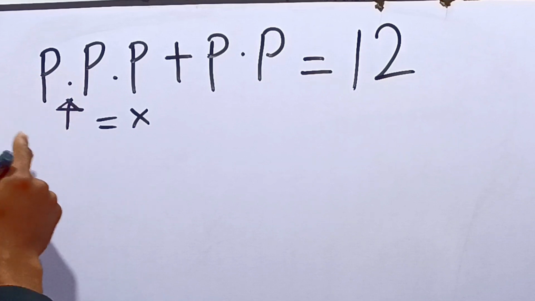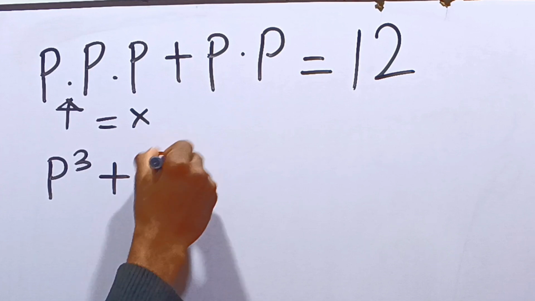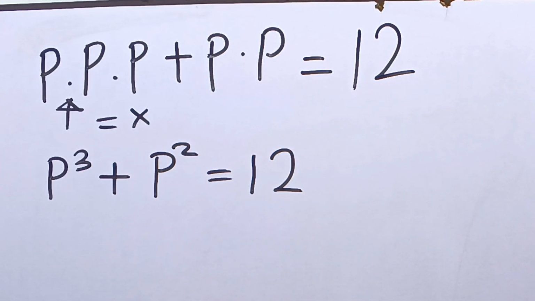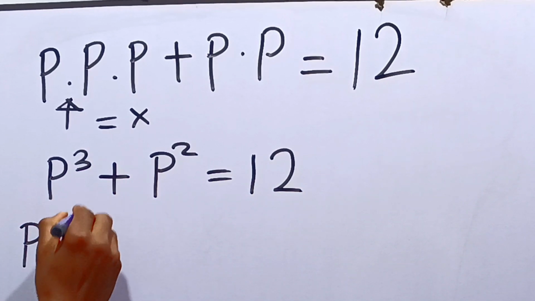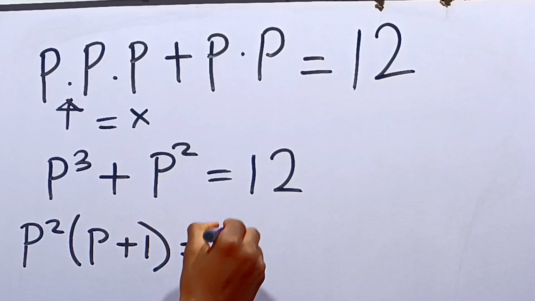So p times p is p squared, times p is p raised to the power 3, plus p times p, which is p squared as well, is equal to 12. Now we can factor out p squared from this. So we have p squared multiplied by p plus 1 is equal to 12.